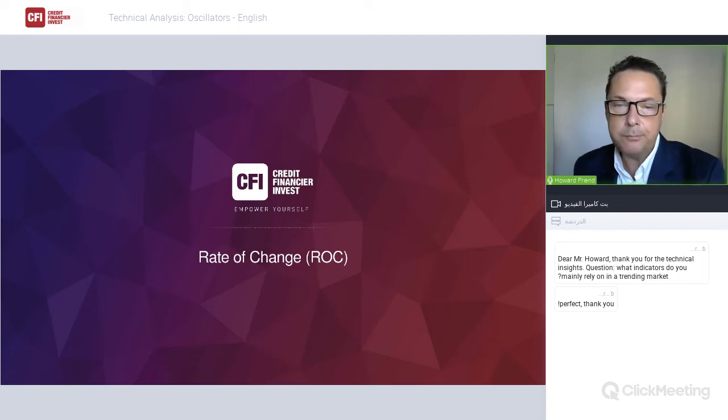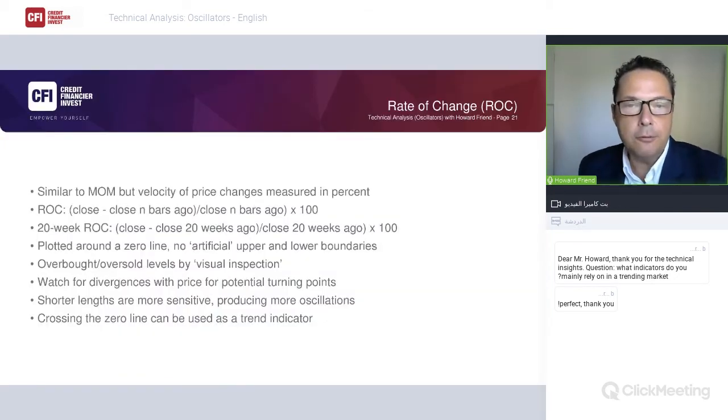Okay, so that's momentum. I'm going to move on now to rate of change, another popular one that technicians like to use. So rate of change is a little similar to momentum in that it measures the velocity of price, but in this case, it's measured in percent. So the rate of change is simply the percentage change in the price compared to the price so many bars ago. So the 20-week rate of change is simply comparing the closing price to the closing price 20 weeks ago. Plotted around a zero line.